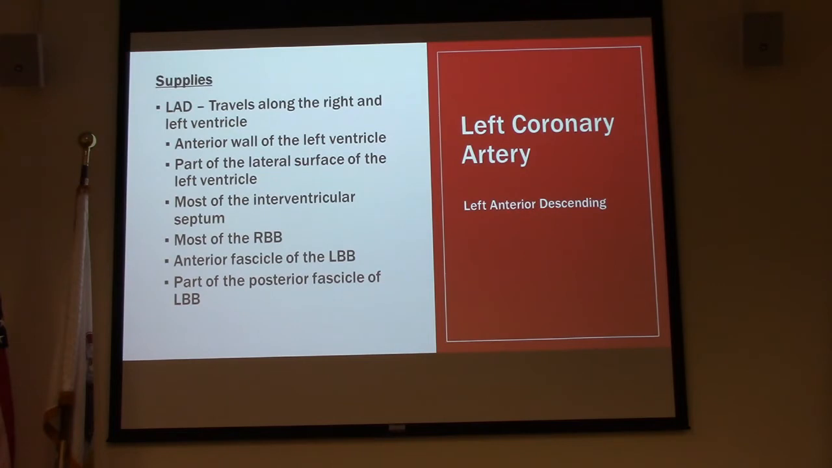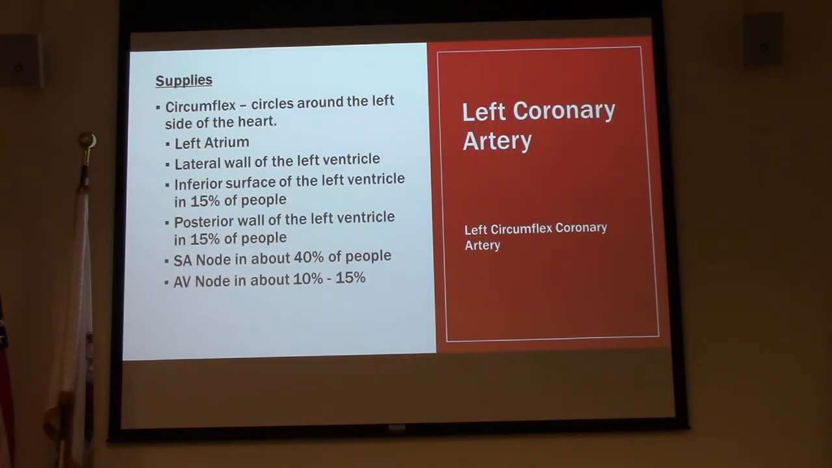It feeds most of the right bundle branch and then the anterior fascicle of the left bundle branch, and only a little bit of the posterior fascicle. Our circumflex, depending on whether someone is right or left coronary artery dominant, circles around the back side of the heart. In some people, it does feed the posterior wall. In about 40% it feeds the SA node, and in 10 to 15% the AV node. This is just a smaller group of people for whom the left coronary artery circumflex vessel may be dominant.